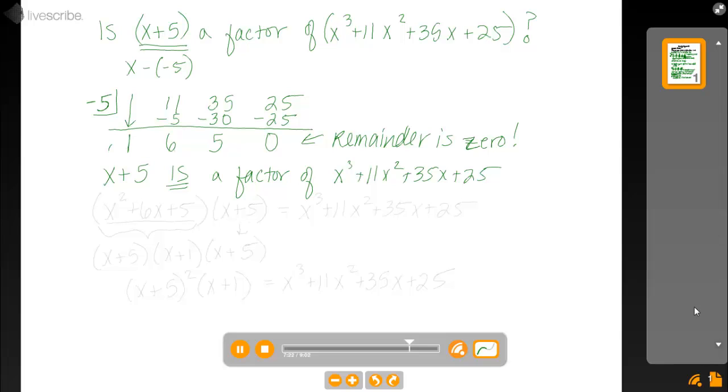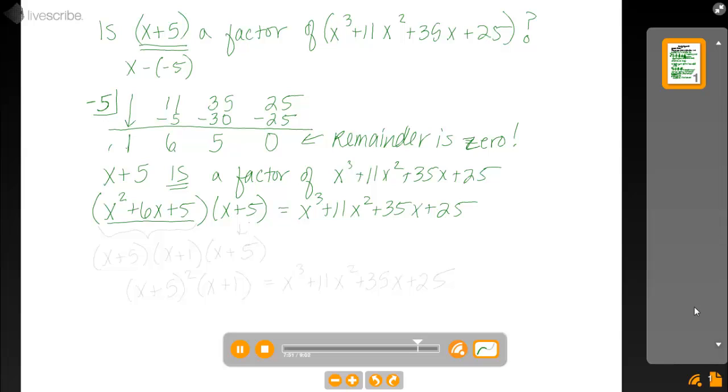Let's actually write that down. I know that x squared plus 6x plus 5 times x plus 5 equals our cubic. Look at what I just wrote down. I wrote down a sentence that kind of explains what we just did. We took our cubic, divided out by x plus 5, and we were left with that quadratic. Notice the 1, the 6, the 5, those are the coefficients of our quotient, which is quadratic here.